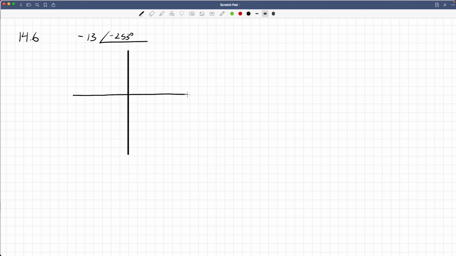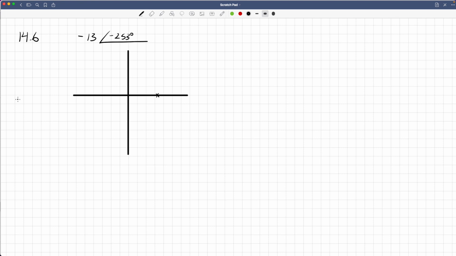So there's that. So we always draw the angle first, as we show here. So our angle, if it's negative 253 degrees, then we're going to start here and we're going to go backwards, right? Not the normal way. We're going to go clockwise. So this would be 90. This would be 180. So that means up in here somewhere is 253. So we have to figure out what that is.